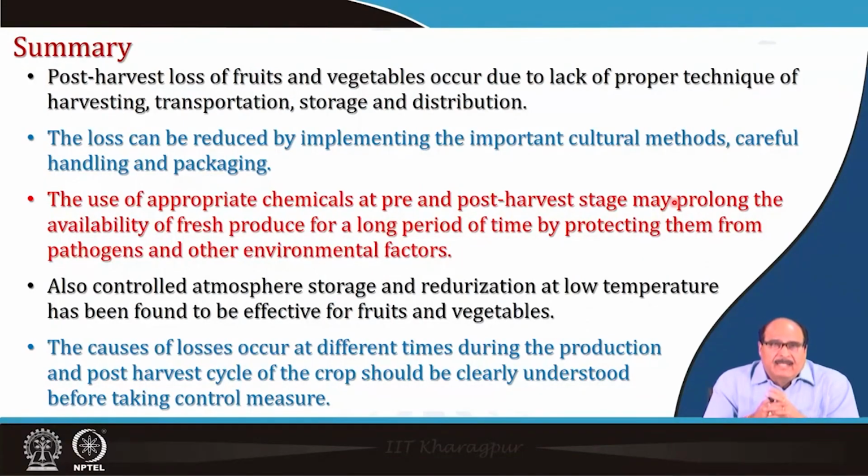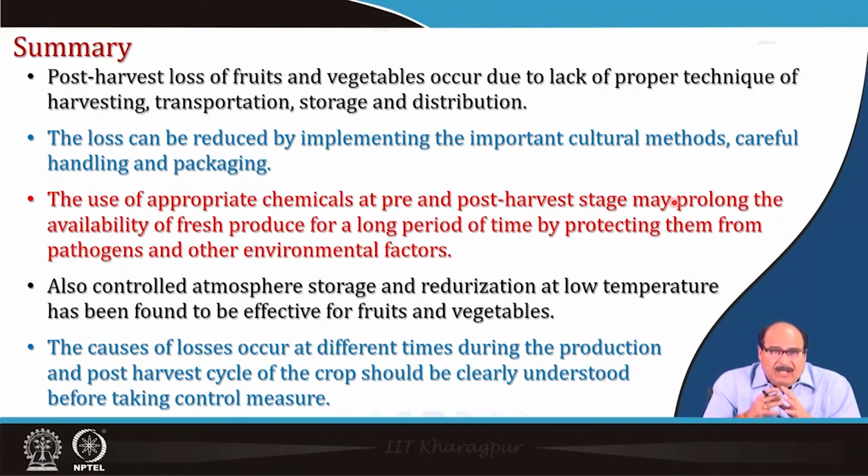Now I will summarize the lecture. The post harvest losses of fruits and vegetables occur due to lack of proper techniques of harvesting, transportation, storage and distribution. The losses can be reduced by implementing important cultural methods, careful handling and packaging. The use of appropriate chemicals, when necessary at pre or post harvest stage, may prolong the availability of fresh produce for a long period by protecting them from pathogens and other environmental factors. Also, controlled atmosphere storage, irradiation, modified atmosphere packaging or storage at low temperature have been found to be effective for minimizing post harvest losses as well as extending shelf life and quality.